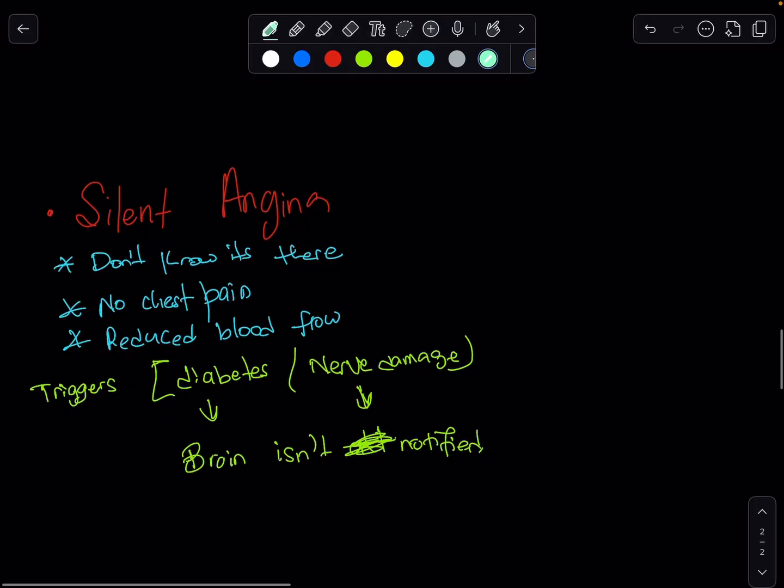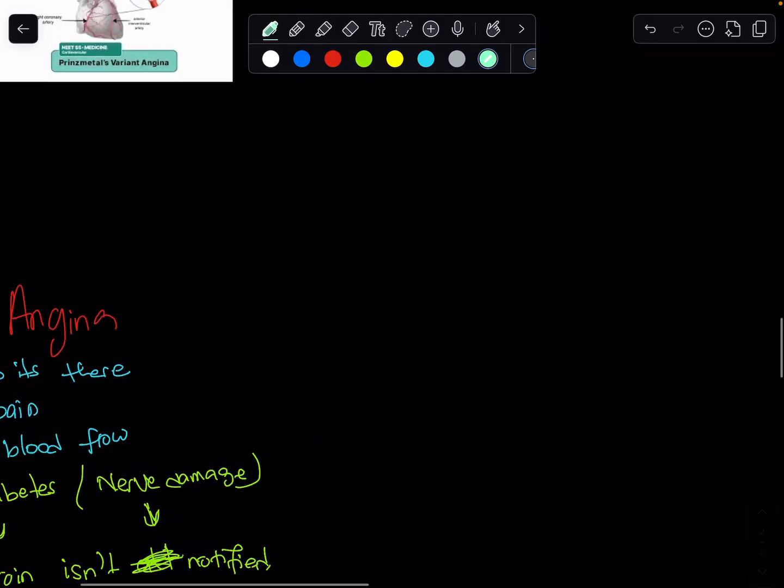Then silent angina, we don't know it's there. We don't feel any chest pain, but there's still reduced blood flow, because we have diabetes and nerve damage. So the brain doesn't tell us that any of that is happening. So we can have a heart attack simply from silent angina.